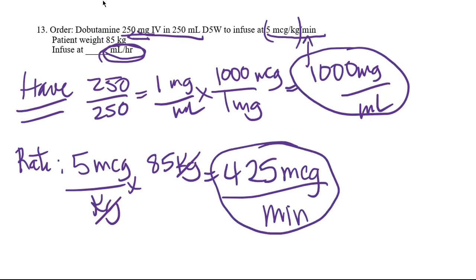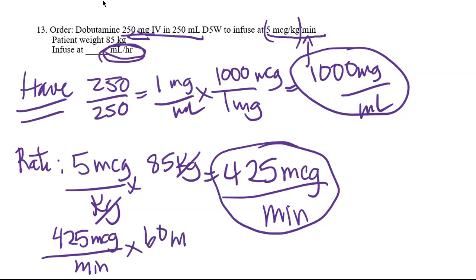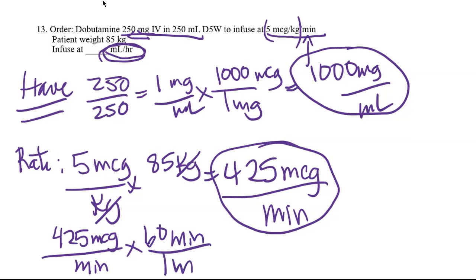So now we're going to take the infusion rate, 425 micrograms per minute. We want hours, so we're going to go 1 minute, 60 minutes. What's wrong with me? I've been doing these too long, I guess. All right, so 60 minutes in 1 hour. So we cross out, and I'm going to make that a real HR here.